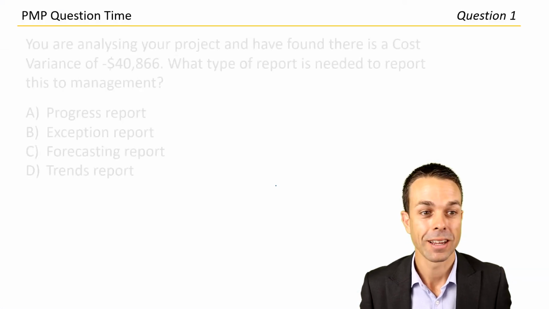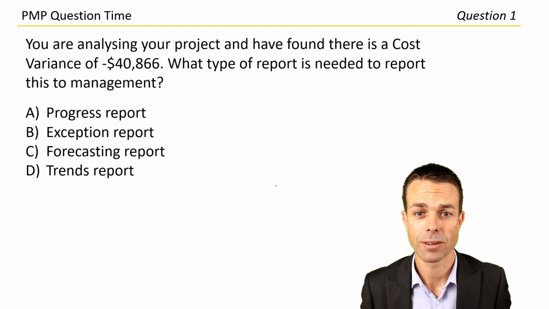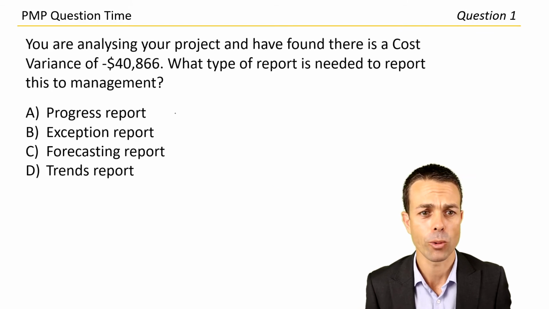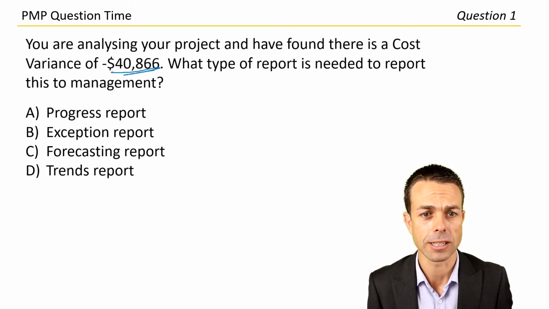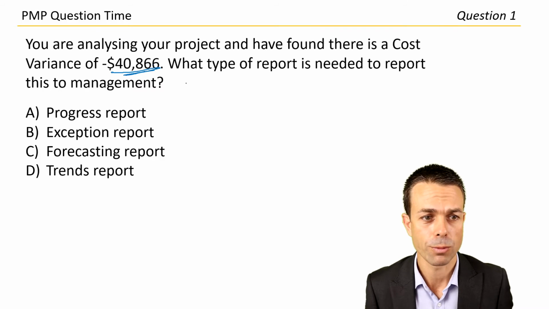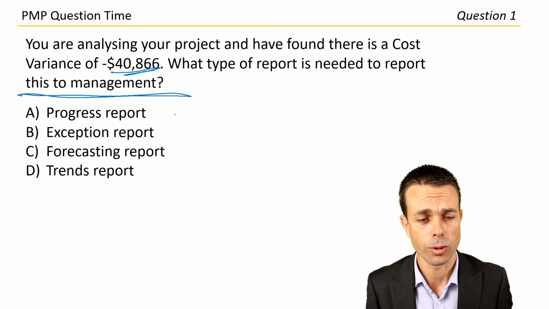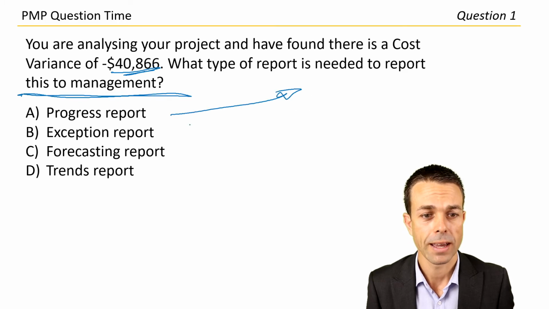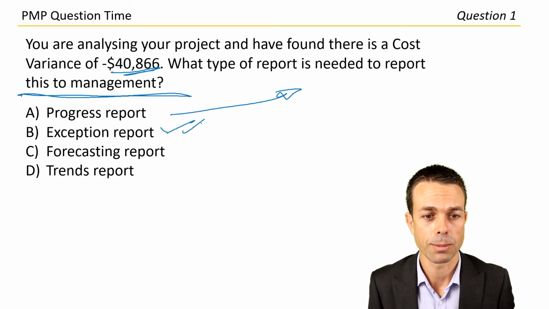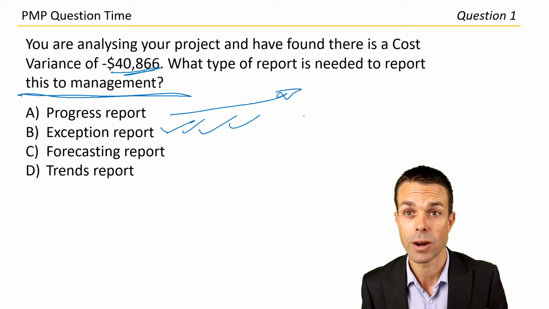First question is, you're analysing your project and have found that there is a cost variance of 40,866. What type of report is needed to report this to management? Is it the progress report? We're reporting on progress. Exception report. Yep, that's probably going to be the closest one because it's a variance in what we wanted.